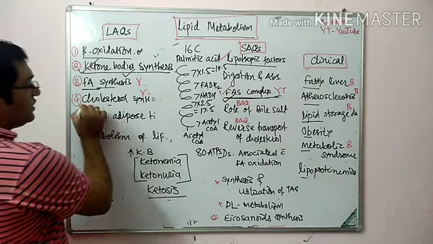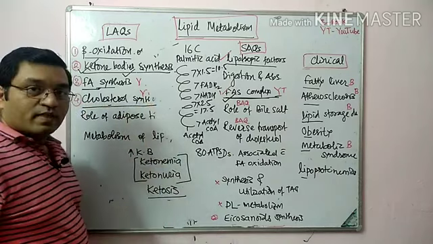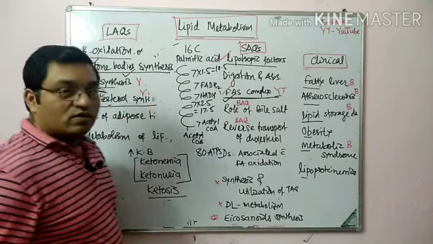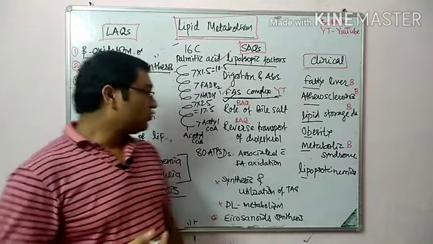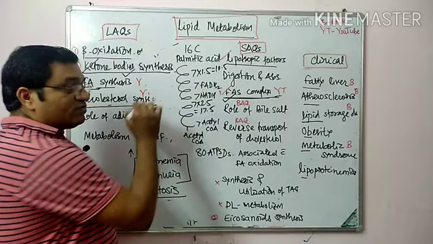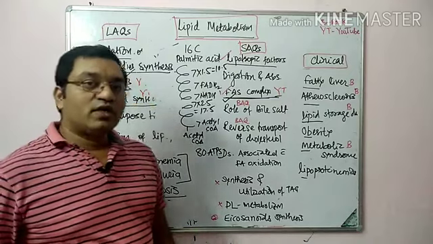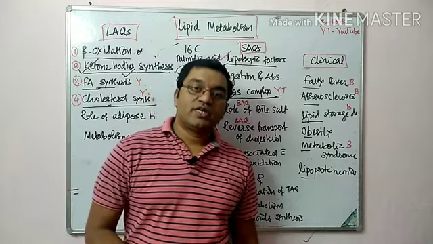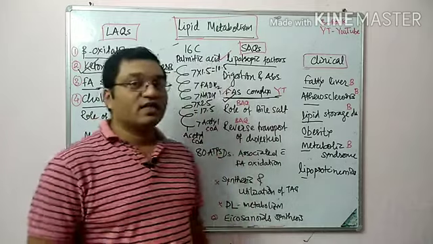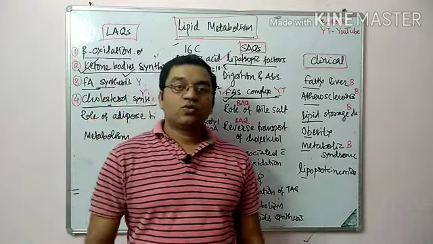Then cholesterol synthesis, it has 5 steps. The precursor molecule is acetyl coenzyme A, which is converted into HMG CoA, which is converted into mevalonate. Then there is generation of isoprenoid units. Condensation of isoprenoid units causes synthesis of squalene, and squalene is converted into cholesterol.